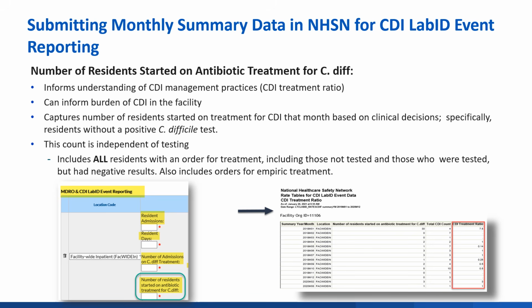The benefits for this data collection element include: this measure will allow providers to capture the number of residents started on antibiotic treatment for CDI that month based on clinical decisions, specifically residents without a positive C. difficile test. This process measure should provide data on clinically treated CDI in order to inform our understanding of CDI management practices and serve as a proxy for CDI burden in nursing homes.